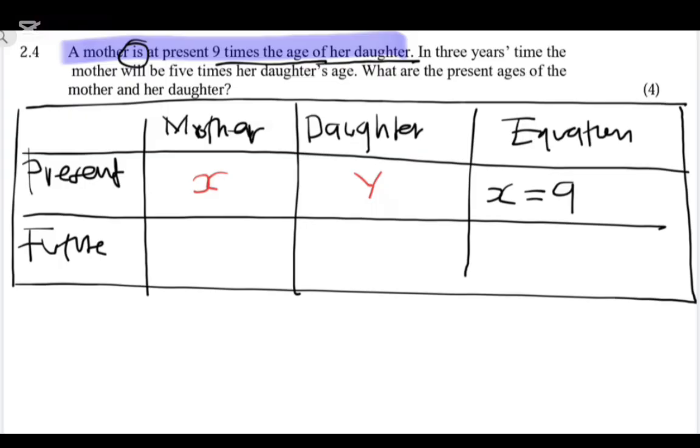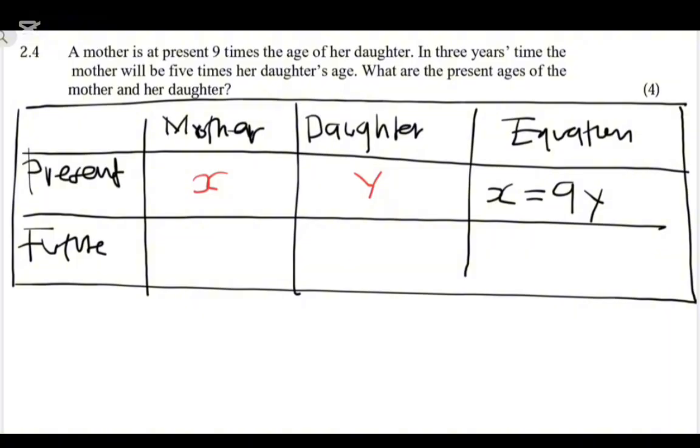We don't know it. So it's 9 times, I'm just going to multiply by y, which is the same as 9y, just like that. Perfect. So this first paragraph helps us to create the first equation: x is the mother's age that we don't know, but we know that it is 9 times the daughter's age, which is y. Perfect. So let's move on to the future.